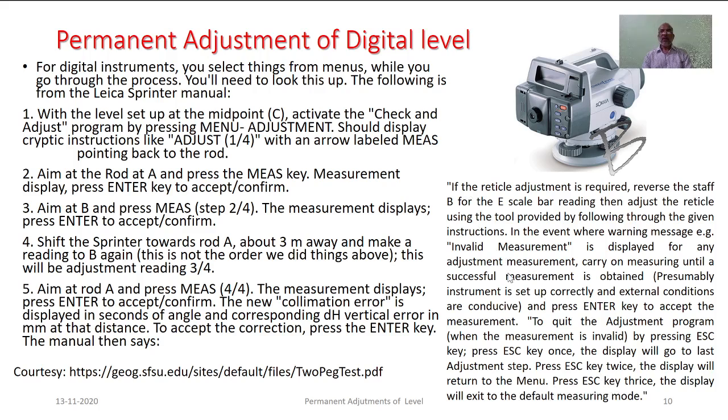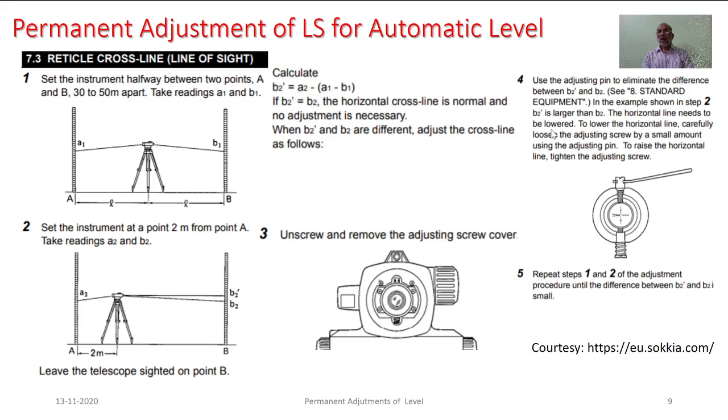In some categories of digital levels, we can perform this adjustment in a manner very similar to the way we discussed for the auto level. That is, we have to open the eyepiece end. You will find the spring loaded diaphragm. You will find the capstan headed screw. You have the range with you. The only thing is that we won't be measuring the distance using the bar coded staff, but its reverse side, and we can make use of that E scale bar so as to have the staff readings adjusted manually.